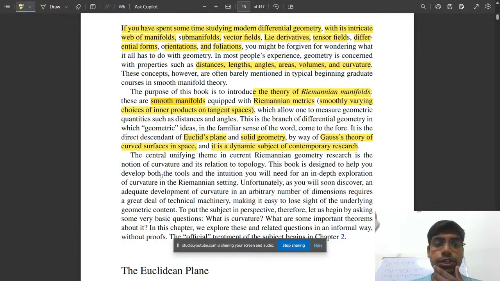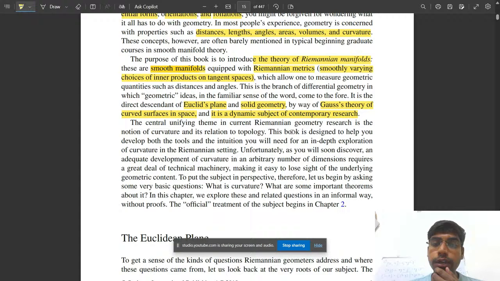So the central unifying theme in current Riemannian geometry research is the notion of curvature and its relations to topology. Right, there are a lot of connections between topology and geometry, right? Basically, we can say that topology is the heart of geometry, or we can at least say that. This book is designed to help you develop both the tools and the intuitions you will need for an in-depth exploration of curvature in the Riemannian setting.